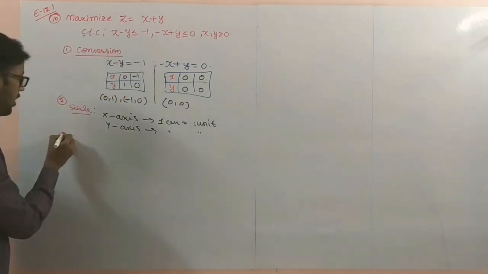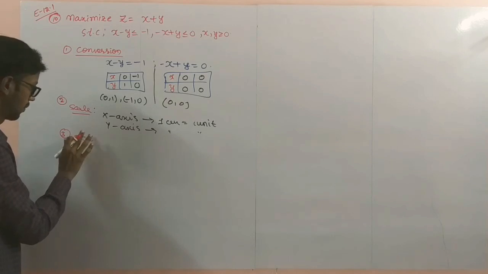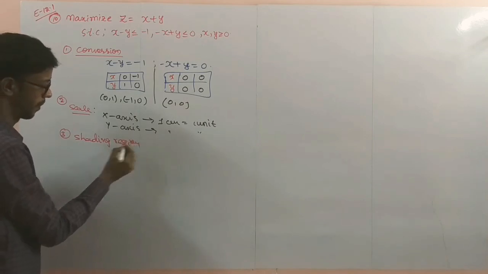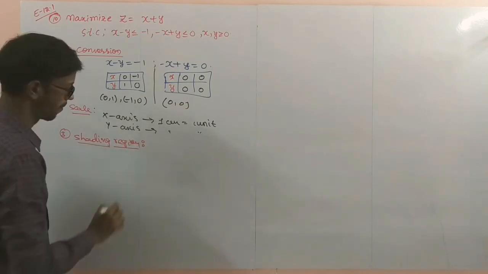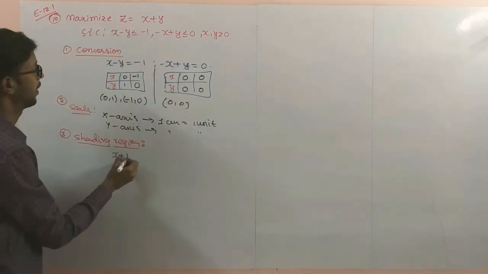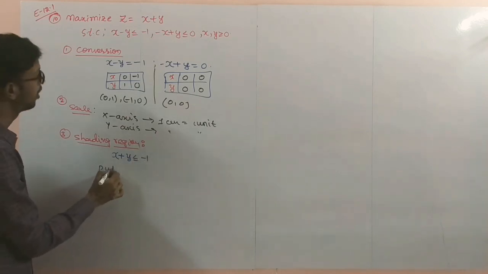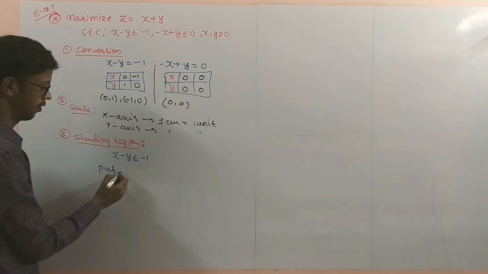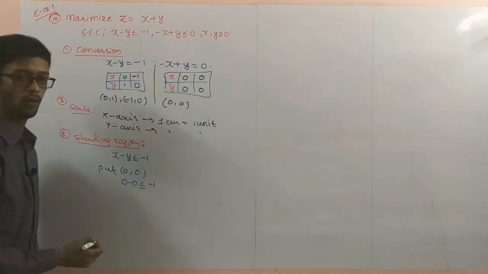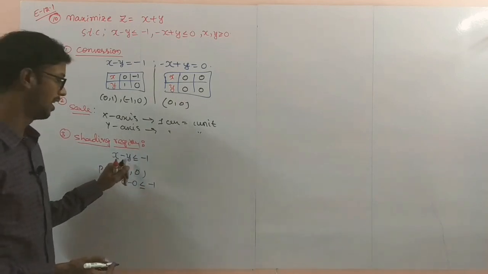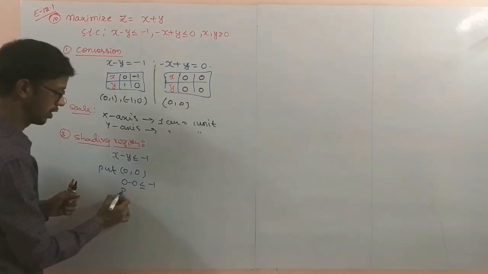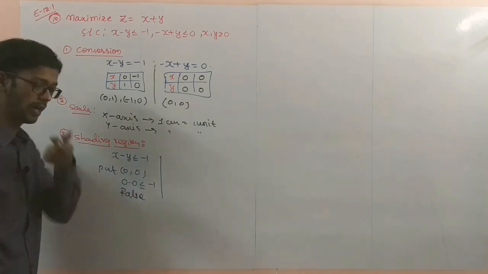Next, third point, shading regions. For the shading region purpose, you have to take the inequality. x plus y is less than or equal to minus 1. Sorry, x minus y is less than or equal to 1. Put 0, 0: 0 minus 0 is less than or equal to minus 1. If we are substituting 0, 0 is less than or equal to minus 1. 0 is greater than or equal to minus 1 actually. So the statement is false.